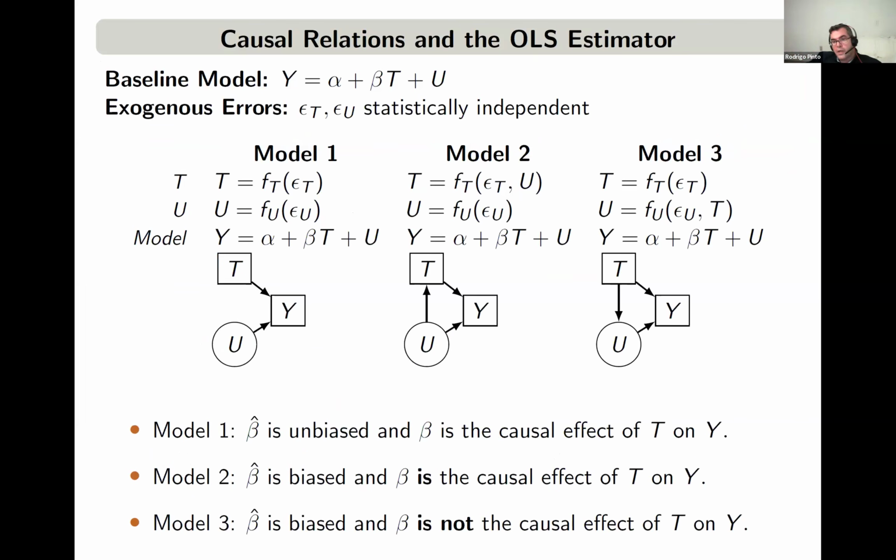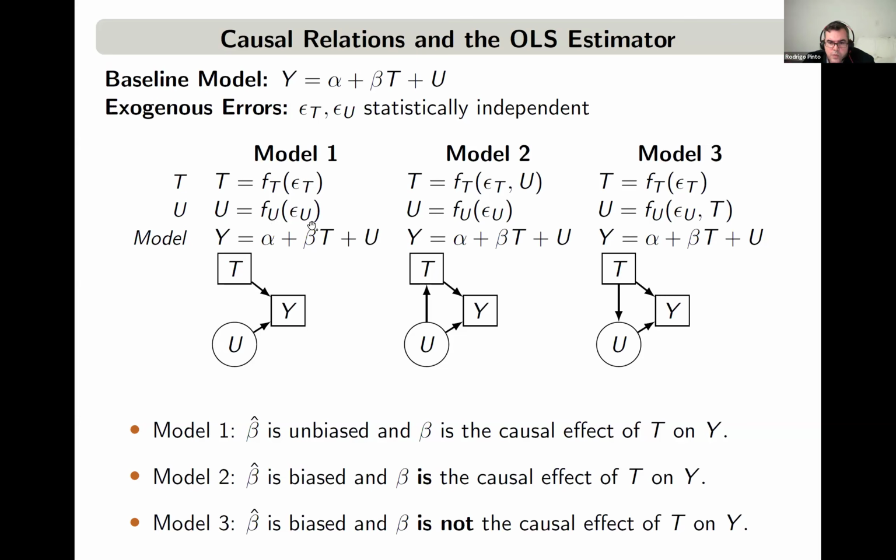I'm going to use three very simple linear models here just to try to illustrate what I'm talking about. All these three models are based on the same outcome equation, y is equal to alpha plus beta t plus u. And the only difference in the models I propose here is that I'm changing the causal link between the variables t and u. The error terms epsilon t and epsilon u are exogenous variables. And in the first model, t and u are exogenous themselves, so they do not cause each other. In this case, t is statistically independent of u.